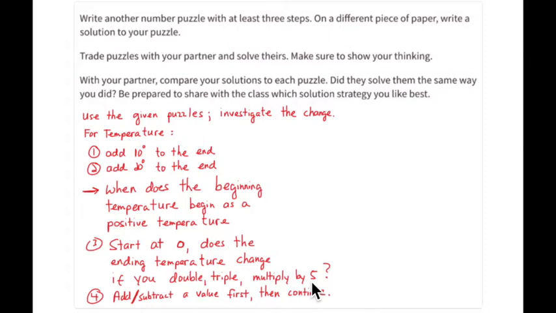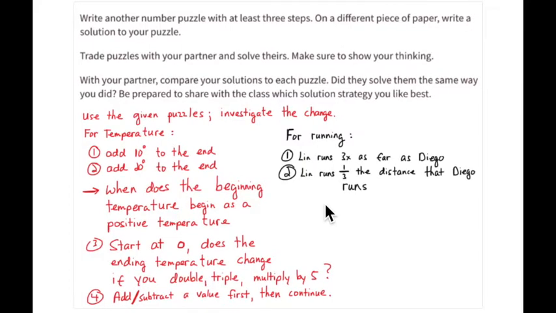What if you add or subtract a value first, then continue with the puzzle? Say you add 5 degrees and then continue with the puzzle. So 0 plus 5 degrees is the first step, and then that 5 degrees gets doubled, and then you go through the steps. That is really the same as just starting at 5 degrees, but you can say I'm going to start at 0 and the first step is to add 5 degrees. So you're starting to look at different aspects of the puzzle, different ways to think about it.